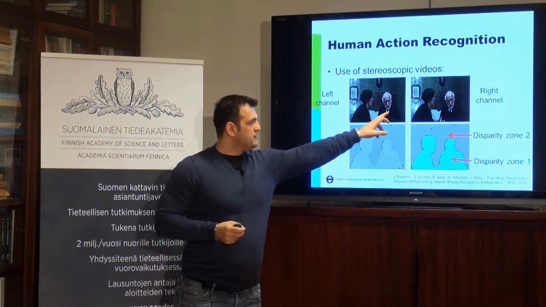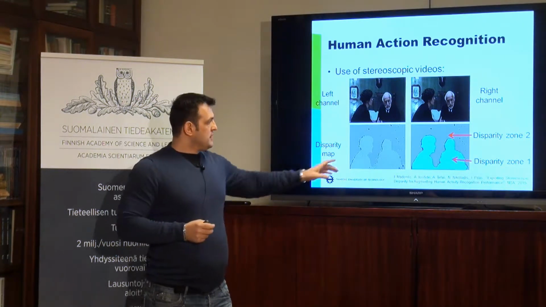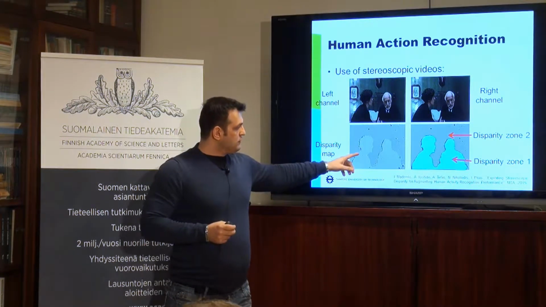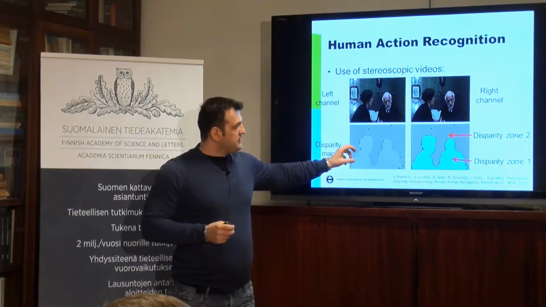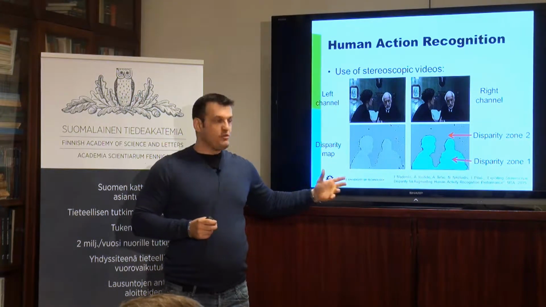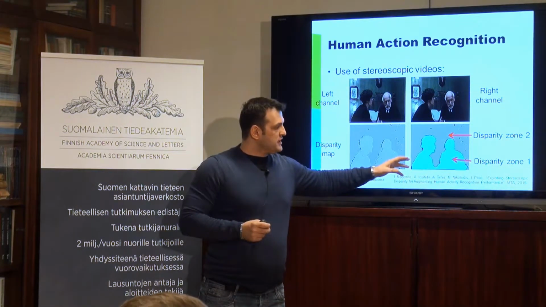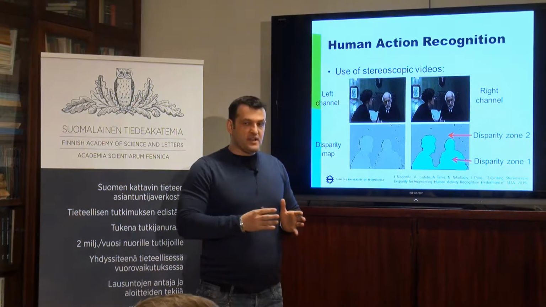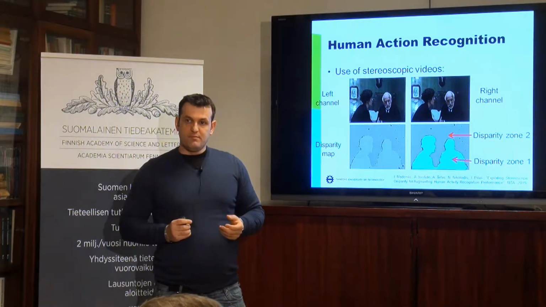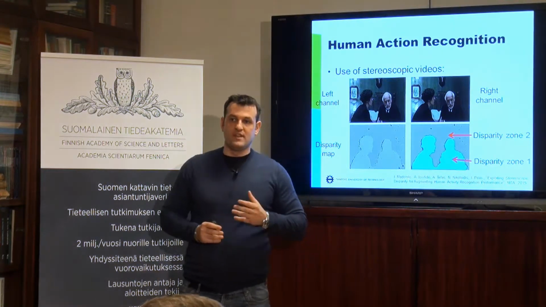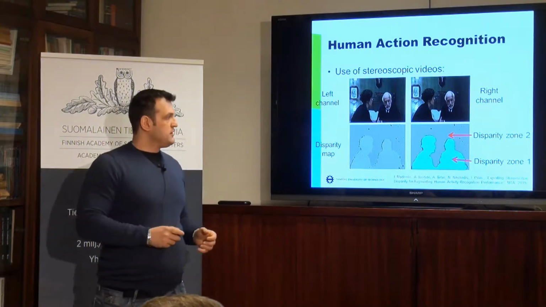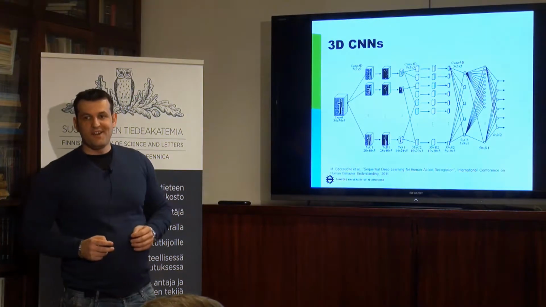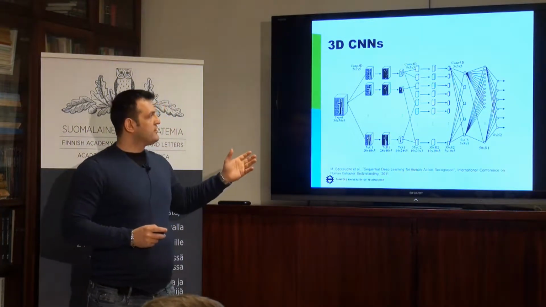For example, this is the left and the right video frame. Here is the disparity map, this is what it is called. And here we can see that we can segment the two persons from the background. So what we can do is segment stereoscopic videos in several disparity zones and describe these zones independently, or combine the information depicted by different zones. And here is how we can use CNNs in order to recognize actions.